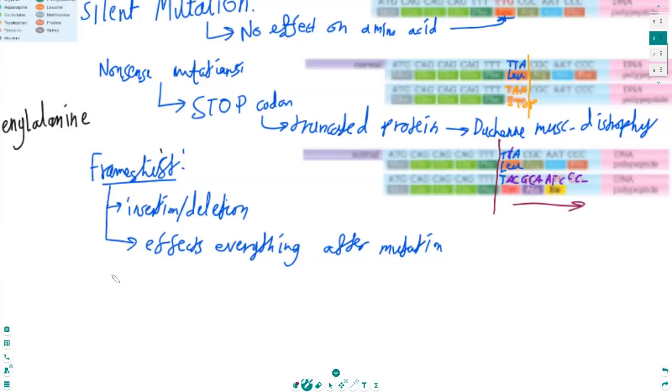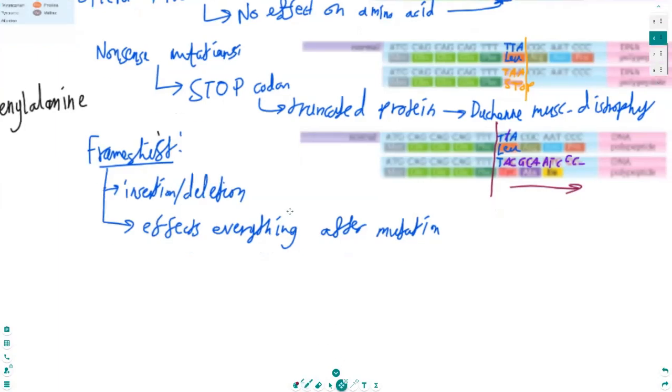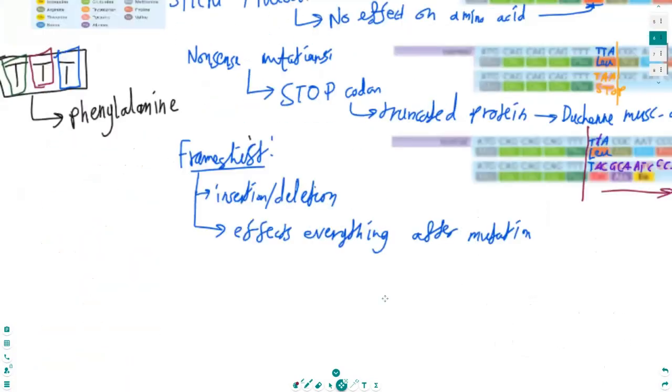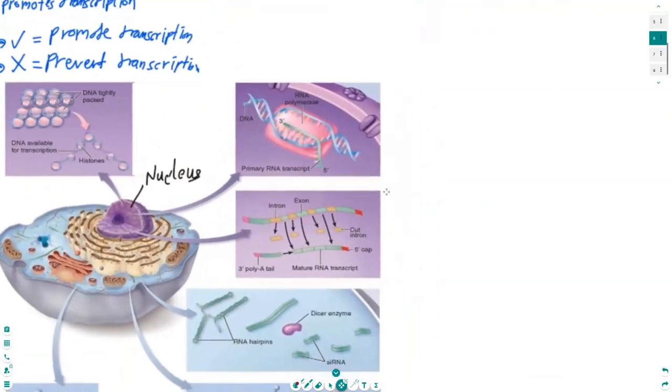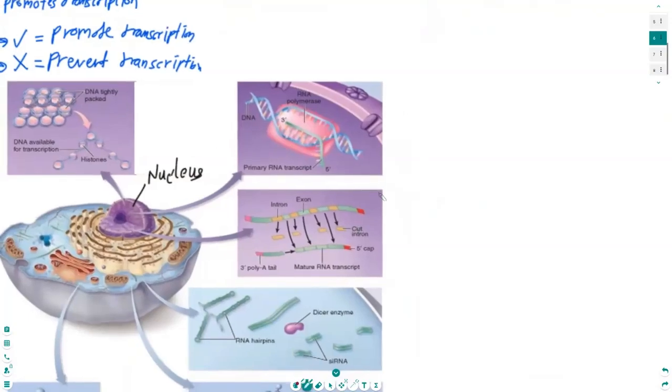Anyway, back to this. Now we're going to move on to chromosome mutations. Actually, let's go back up to here. Now that we've talked about mutations, we're going to go back to regulation of transcription. I know this is a very weird order, but I'd rather talk about the mutations first because they're interesting. So here, this is regulation of transcription.